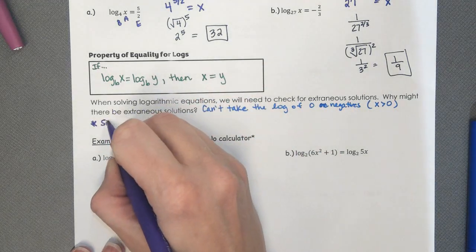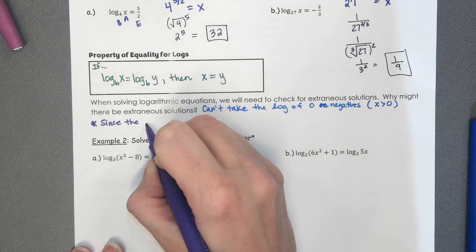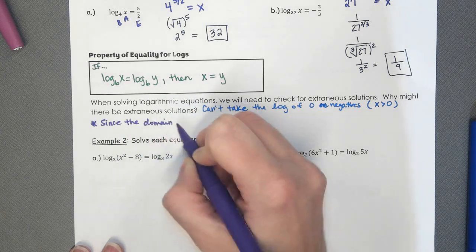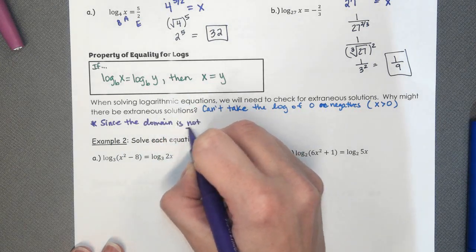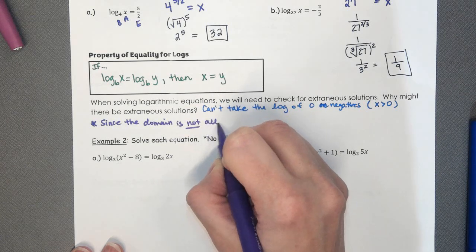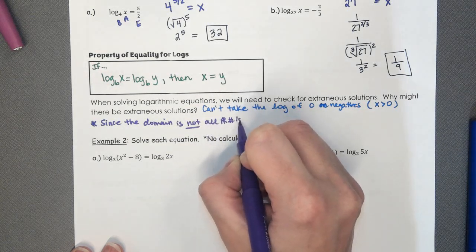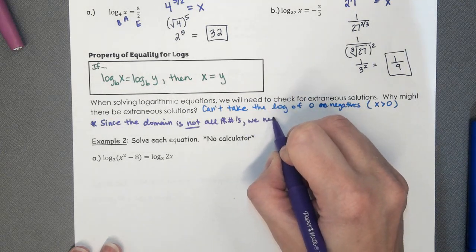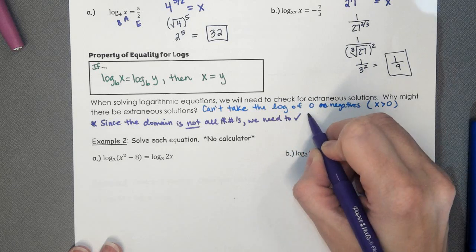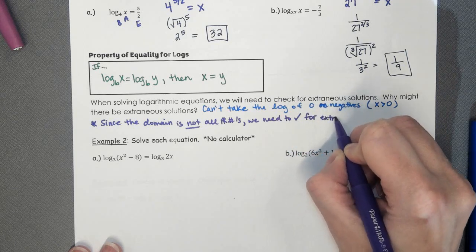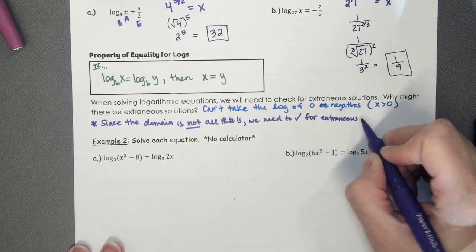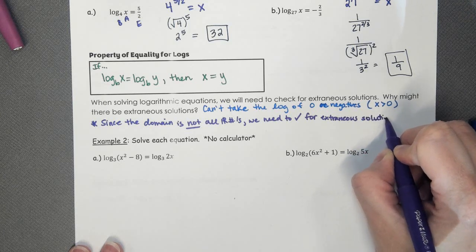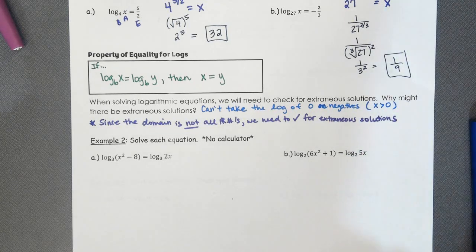And again, the reason why we have to check certain equations and not others is based on the domain. So since the domain is not all real numbers, we need to check for extraneous solutions. When the domain is not all real numbers, that is when we have to check.